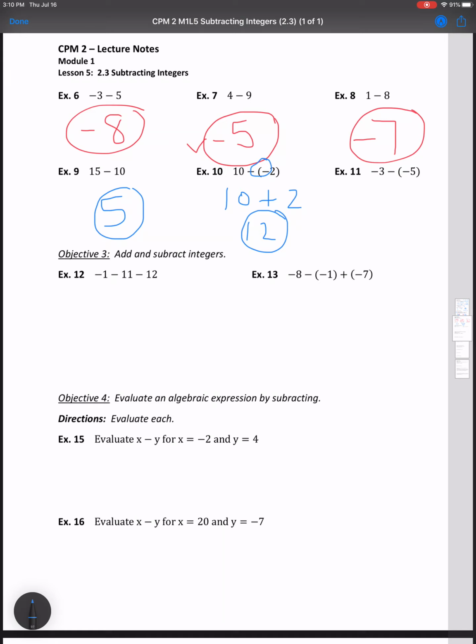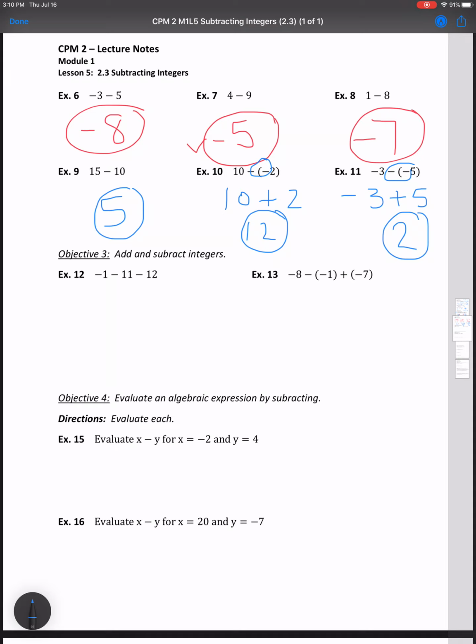Same thing with number 11. -3, there's not two negative signs there, so don't just rewrite that one. But there we notice there's two negative signs. We know the opposite of a -5 is 5. That's why we can clean that up and put -3 plus 5. Now ask yourself same sign, different signs. Different, subtract, keep the sign of the larger.